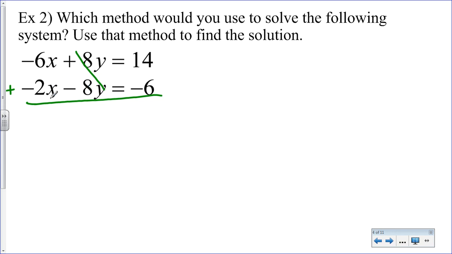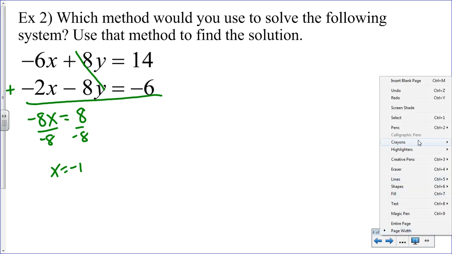So if I cancel my y's out and add my x's, negative 6 plus negative 2 is negative 8, and add my constants, 4 plus negative 6 is positive 8, I can solve for x pretty quickly. So I'm going to divide by negative 8 on both sides. Remember your signs. Pay attention to that negative. And I get negative 1 for an answer.